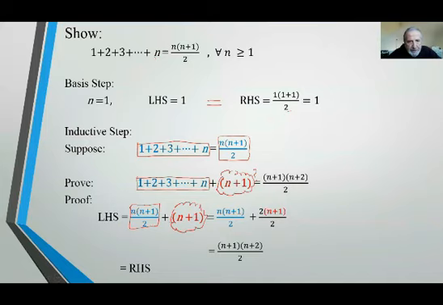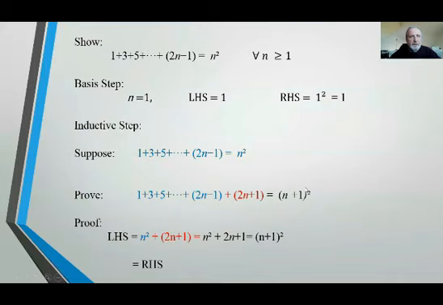Now you have to add these two. This is the same as n(n plus 1) over 2. This one here, you put 2 over 2 times (n plus 1). Now you take the n plus 1 as a common factor. You get it outside. Then inside you end up having n plus 2. So you have (n plus 1) times (n plus 2) divided by 2, which is exactly the right-hand side.